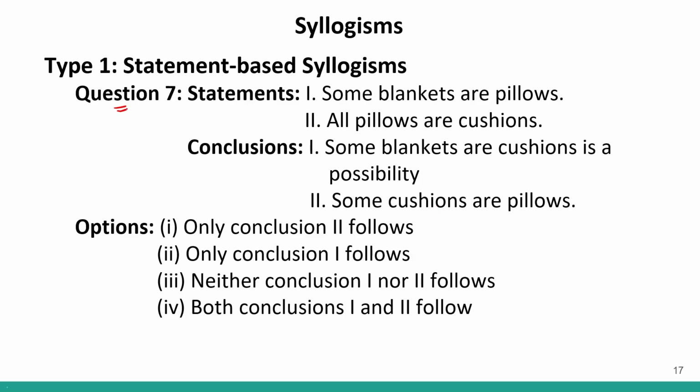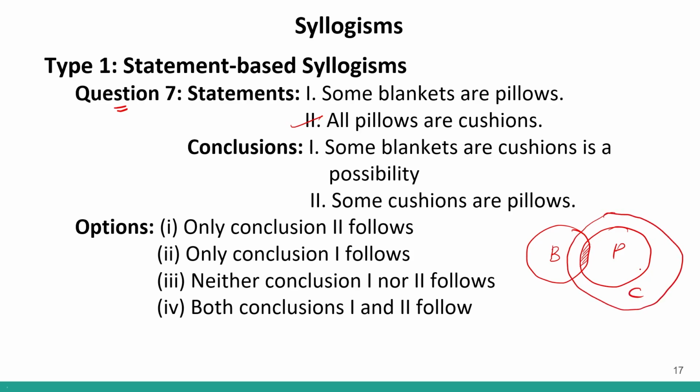Moving on to question number 7. Two sets of statements, two sets of conclusions. Statement 1 says some blankets are pillows. So some blankets are pillows can be represented like this. Highlighting part is this, some blankets are pillows. Statement 2 says all pillows are cushions. So I can represent it like this, that all pillows are a part of cushion. This will be my Venn diagram, correct?